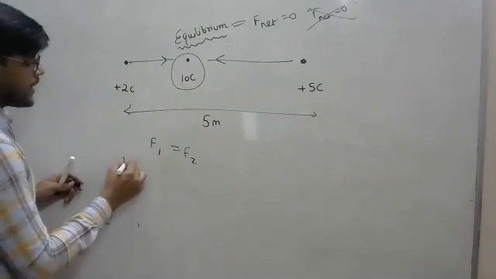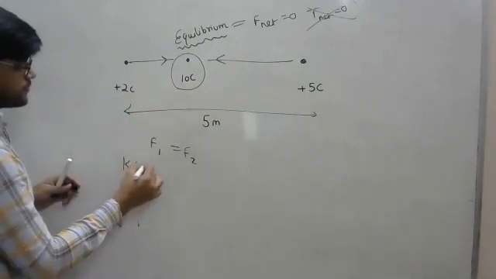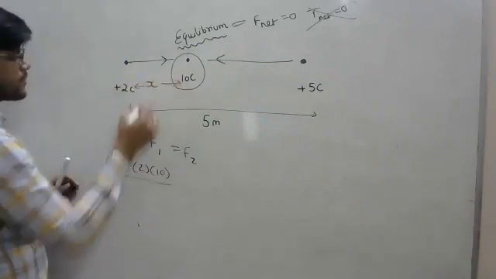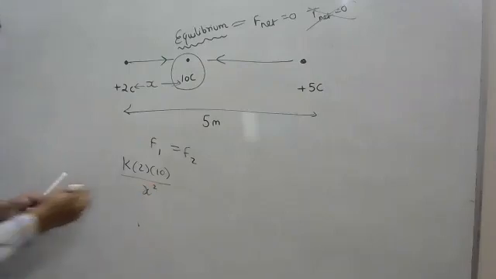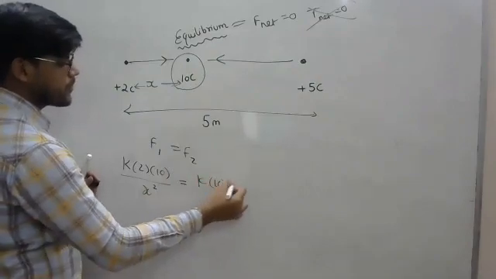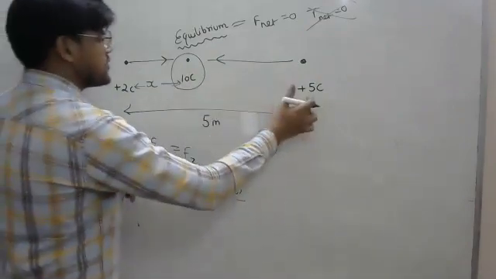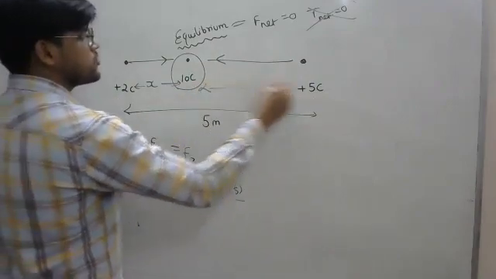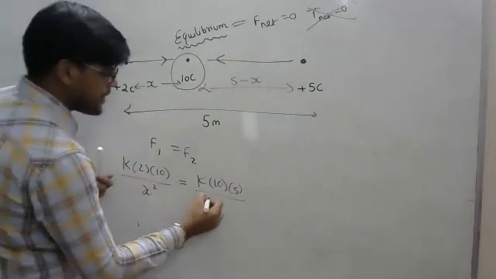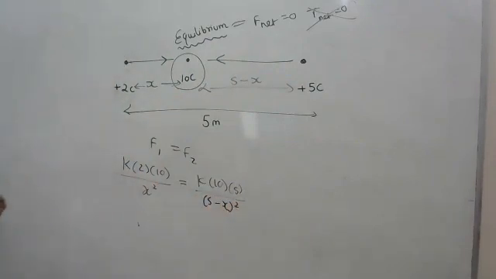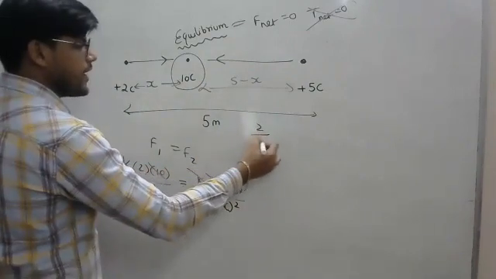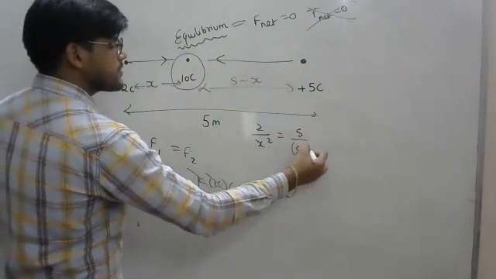How to find this? K q1 q2 upon distance ka square. We don't know the distance. I'll just consider the distance to be x. What about F2? K q1 q2. And what about distance? I don't know the distance, but I know total is 5. This is x, so this will be 5 minus x. This has to be 5 minus x. So it will be (5 minus x) ka square. K cancel, 10 cancel. So 2 upon x square equals to 5 upon (5 minus x) ka whole square.